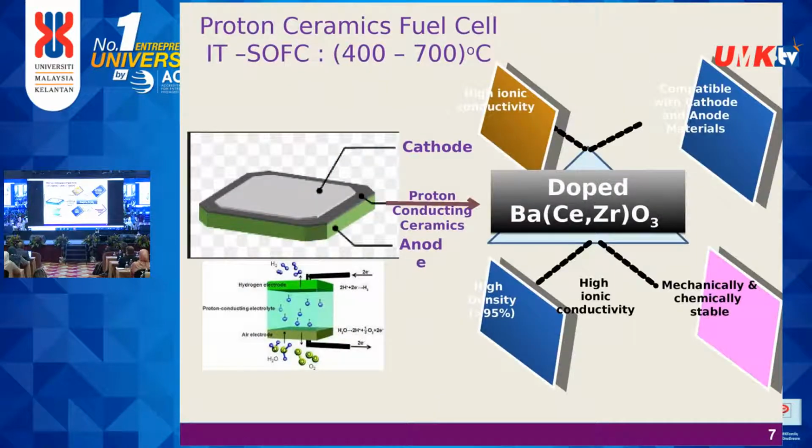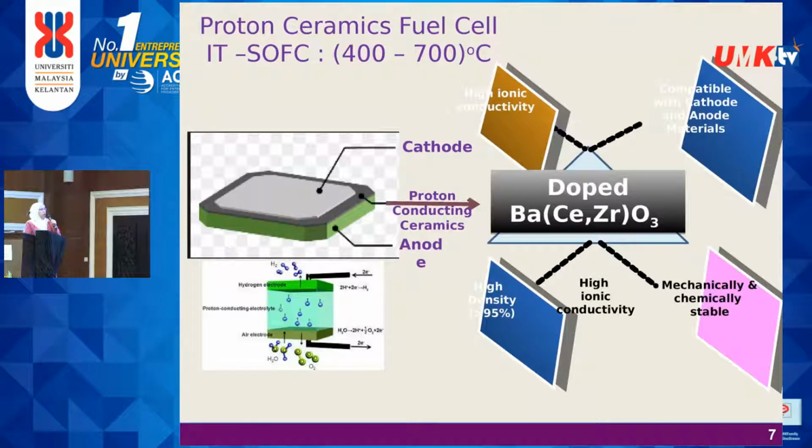These are the materials that we use in our lab for the electrolyte part of the proton ceramic fuel cell. This fuel cell can be operated at 400 to 700 degrees Celsius, which we call the intermediate temperature range. In our lab, we use a proton conductor of barium cerium zirconium oxide, doped with ytterbium.